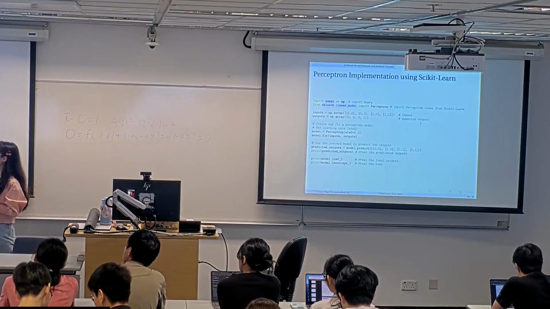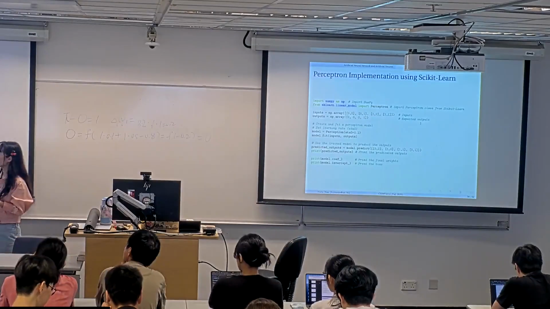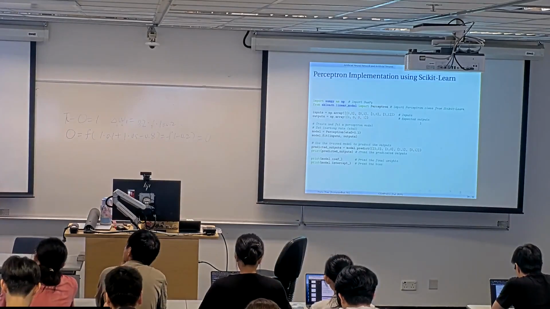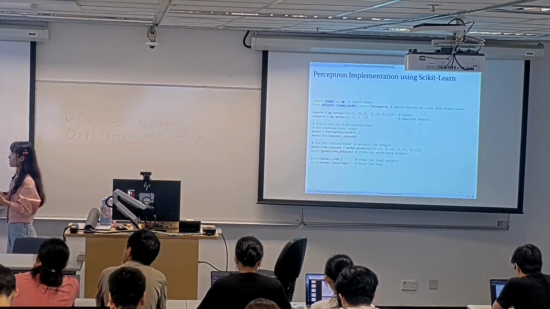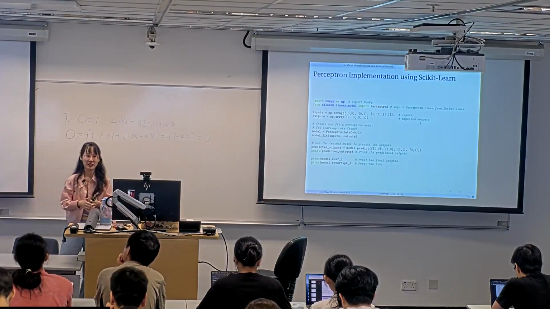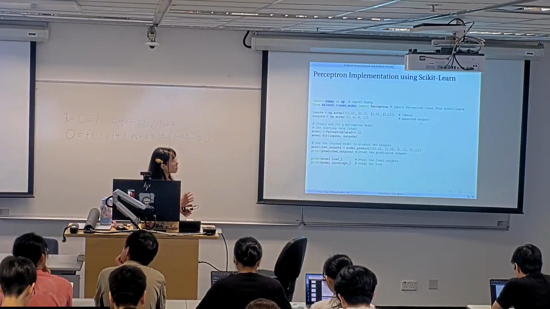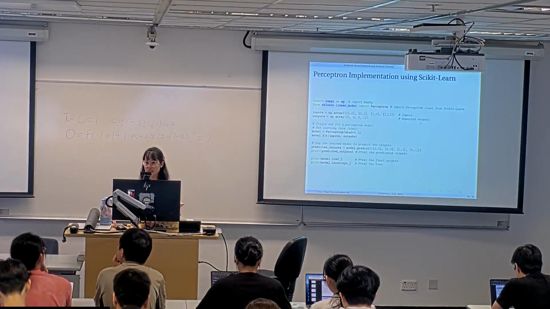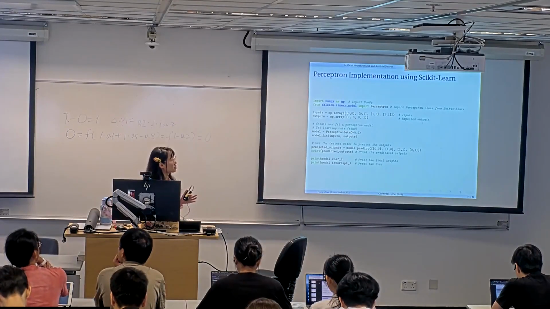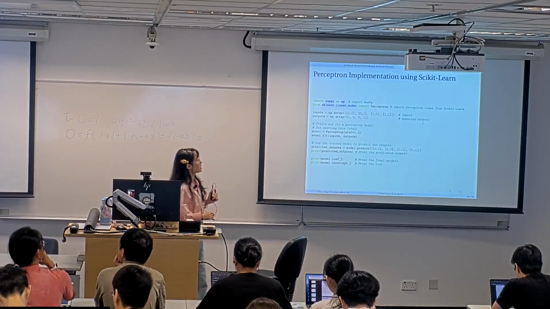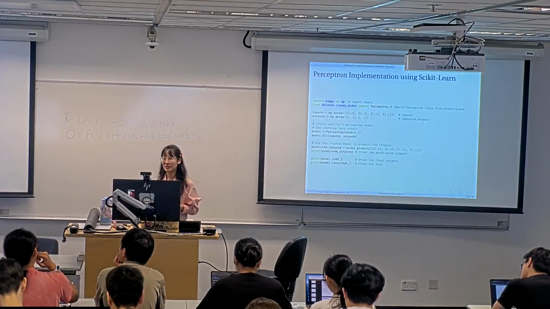Note that even though we learn a different perceptron, it's still correct because as long as all the training data can be correctly predicted, we say that, okay, it's a correct perceptron. It's a perceptron perfectly matching our training data. So any questions so far regarding this implementation using scikit-learn?